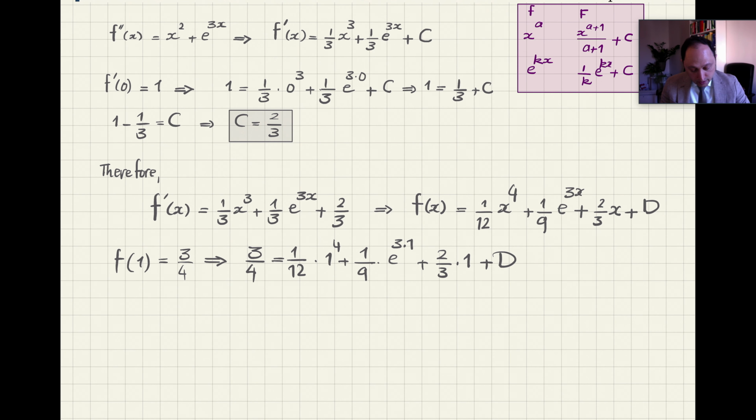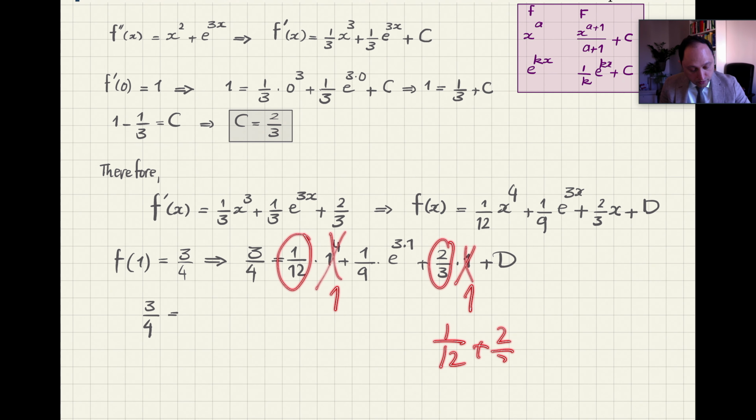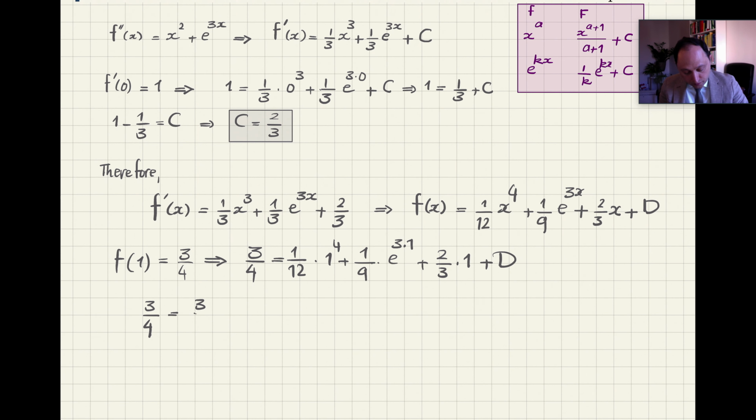Okay, so let us do that. So the left hand side is just 3/4. The right hand side, 1/12 times, this is just 1, this is also 1, so this is 2/3 and this is 1/12. 1/12 plus 2/3, so let us see what happens. So this becomes 1/12. I write it as 8/12. So it becomes 9/12, but 9/12 is 3/4. Yes? Okay, so this becomes 3/4 plus 1/9 e to the power of 3 plus d.